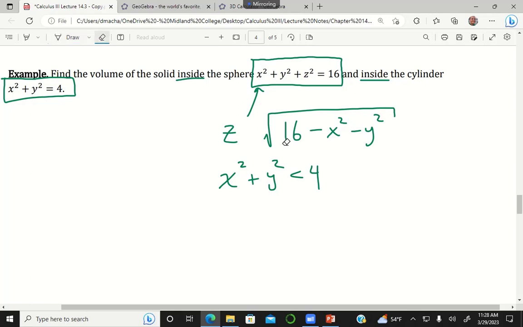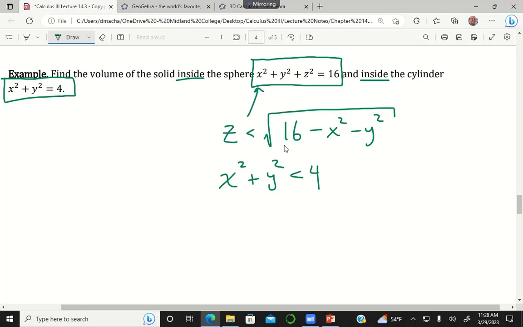And in fact, if I wanted to really describe this, I would say that my z-coordinate has to be less than the positive square root, because the positive square root is going to give me the top of the sphere. And you remember if I take a double integral, that gives me the volume between the plane and the surface? In this case, the surface is the top of the sphere.